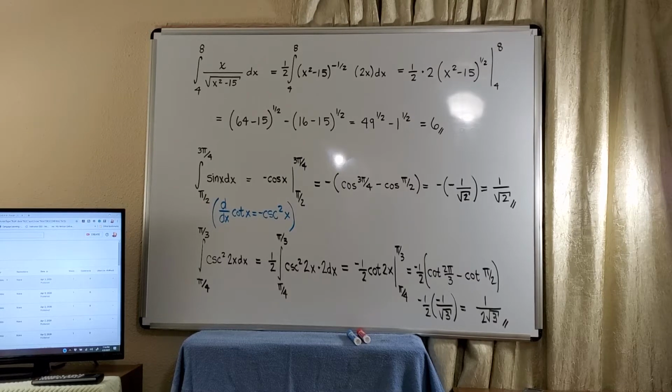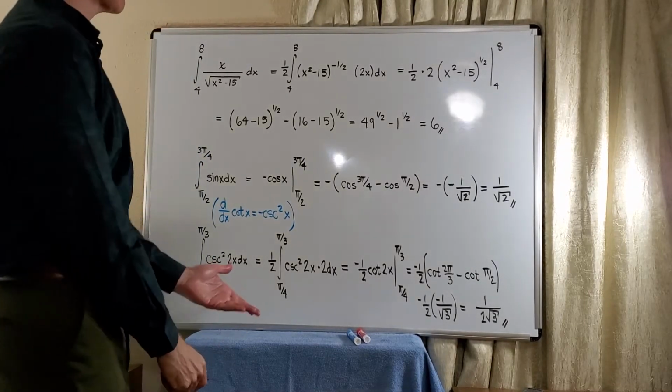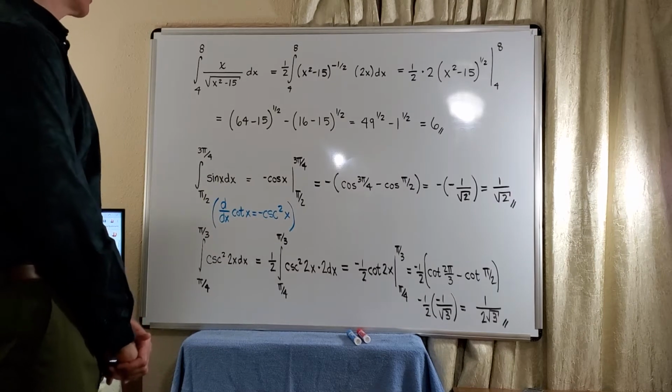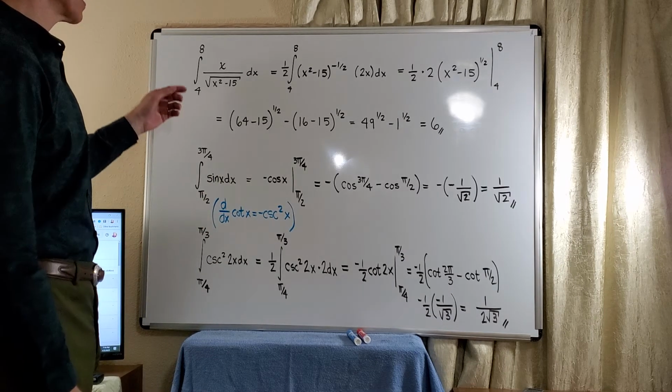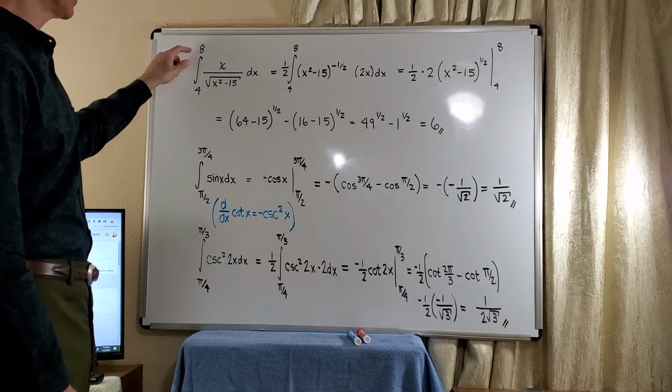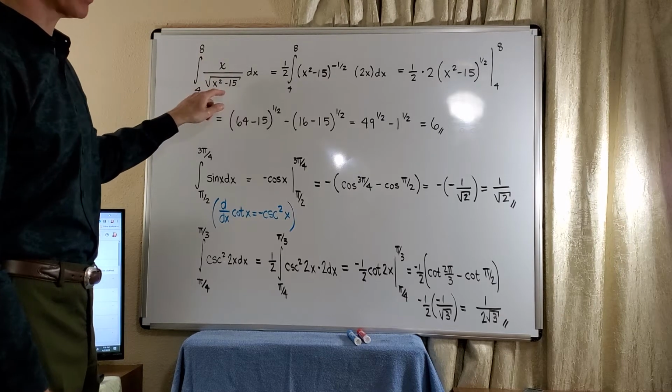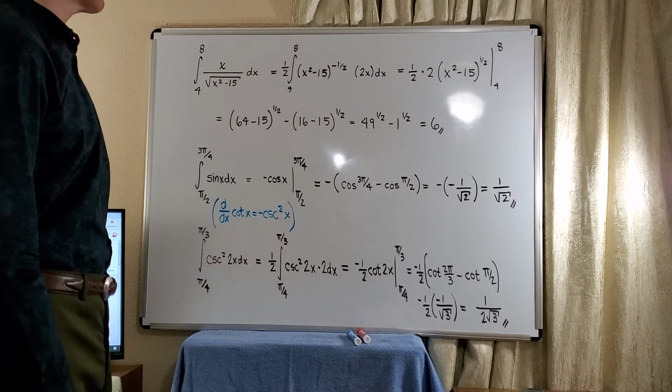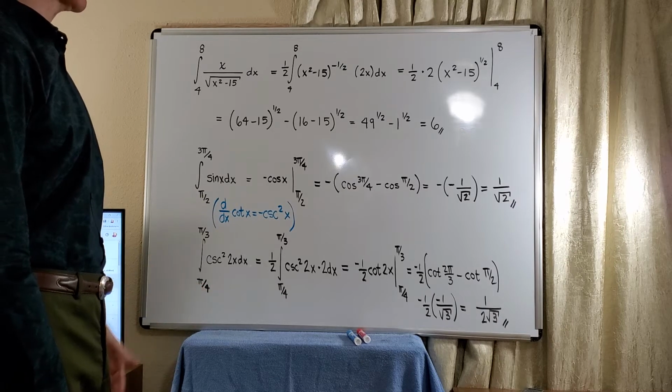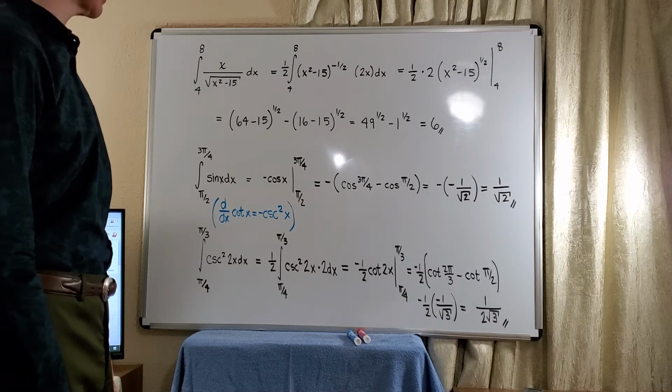Let's apply the fundamental theorem to do some fairly straightforward definite integrals. The first integral is a computation from 4 to 8 of the function x over the square root of x squared minus 15. Well, this is just a basic substitution as we learned from our antiderivatives.